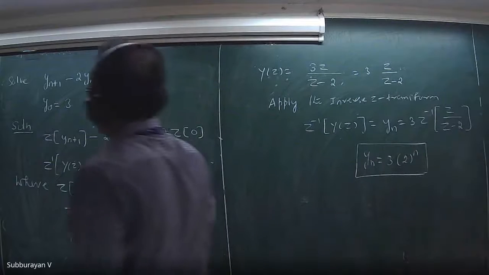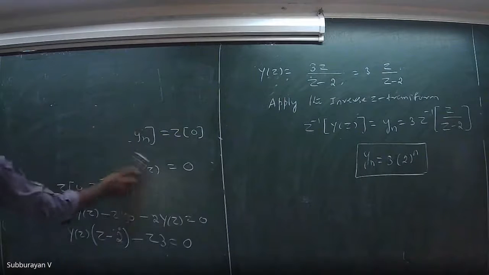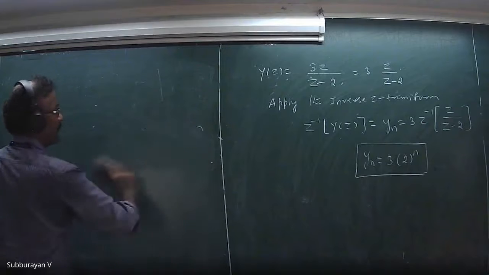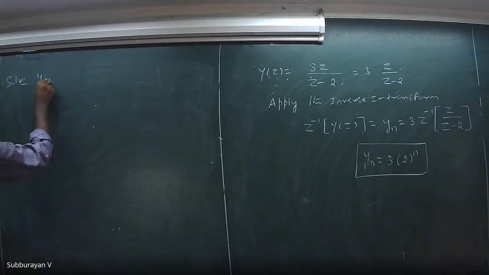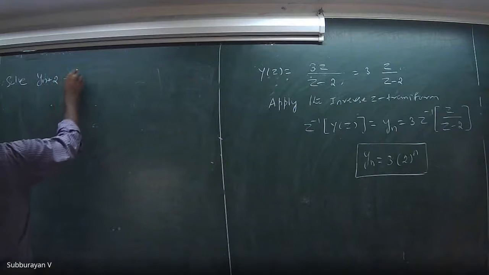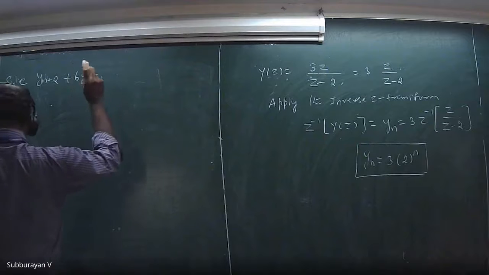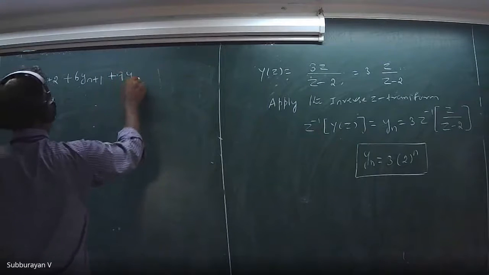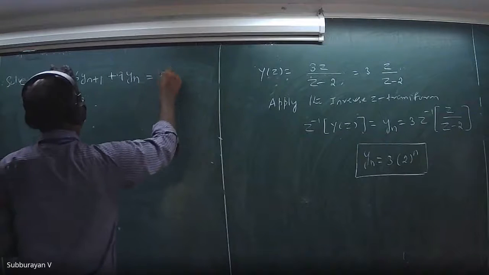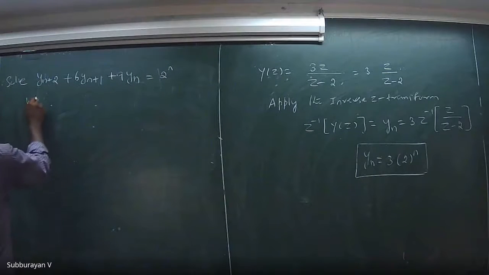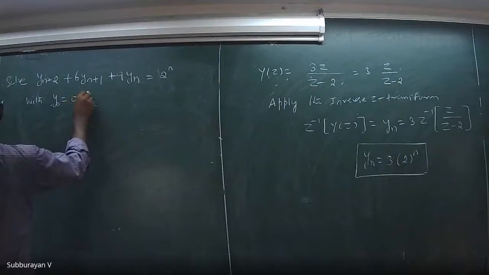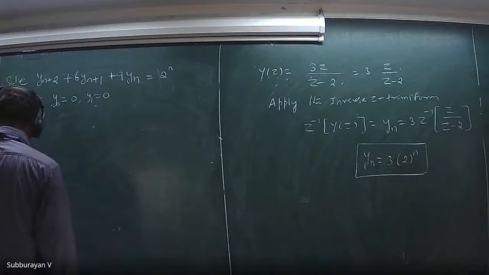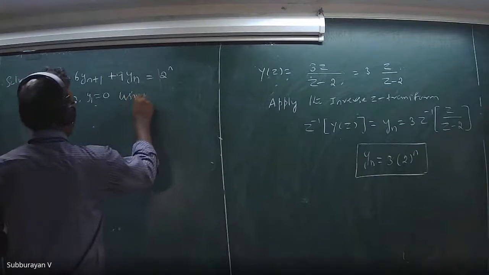Then see, next problem is: solve y(n+2) plus 6 y(n+1) plus 9 y(n) equal to 2 power n, with the conditions y(0) equal to 0 and y(1) equal to 0, using z transform.